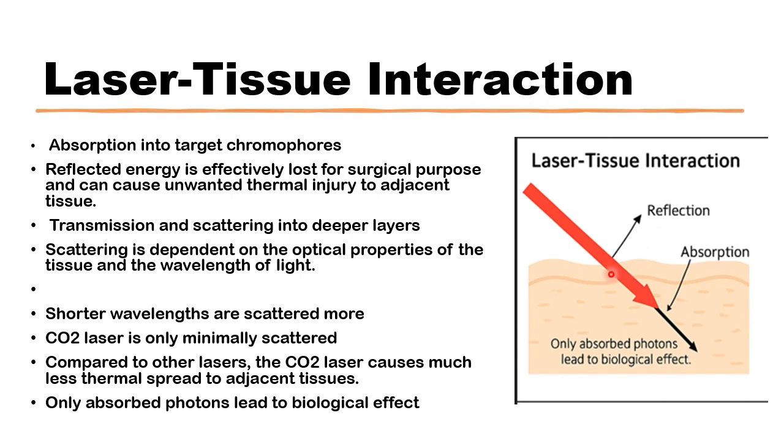Other parts of the energy beam will be transmitted or scattered in the tissues, and this will depend very much on the physical properties of the tissues themselves and the wavelength of the beam. Wavelengths of the beam that are quite long, like the carbon dioxide, would have minimal scattering. The shorter the wavelength of the beam, the more scattering would occur.